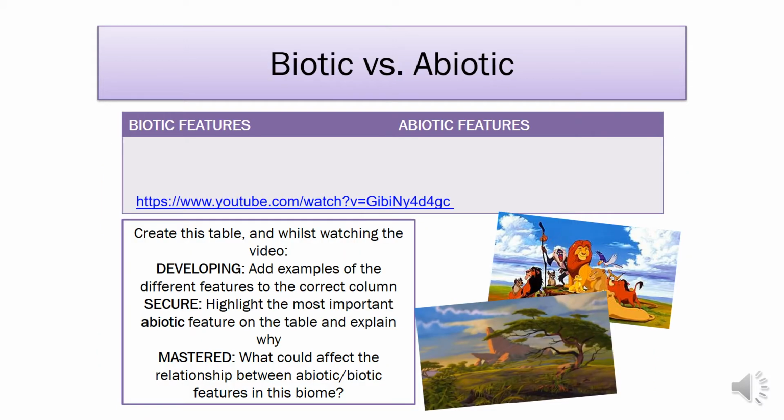To start us off then, we're going to be drawing a table on our whiteboards or a piece of paper, and you're going to watch the video that is attached to this slide, and I would like you to come up with as many biotic and abiotic features that you can see in that video as possible. For secure, I would like you to think about what the most important abiotic features are on the table and why. Abiotic, remember, being non-living. And then for mastered, what would affect the relationship between abiotic and biotic features in this biome? Okay, can you pause this slide and continue with this activity?